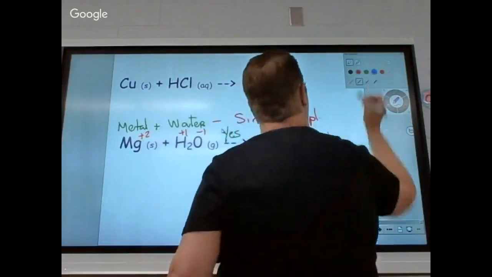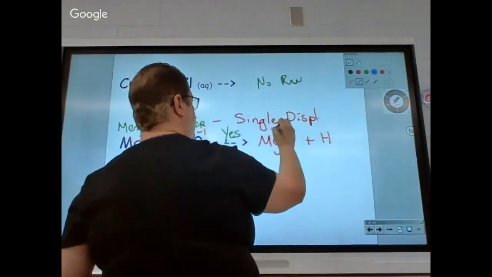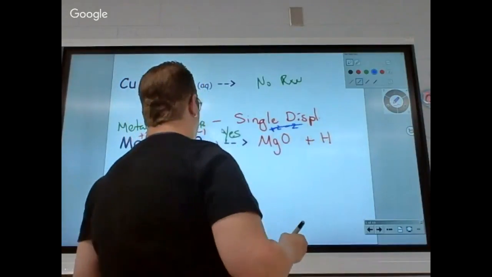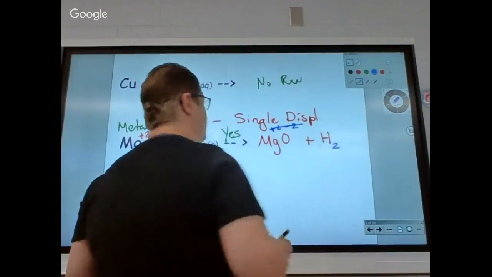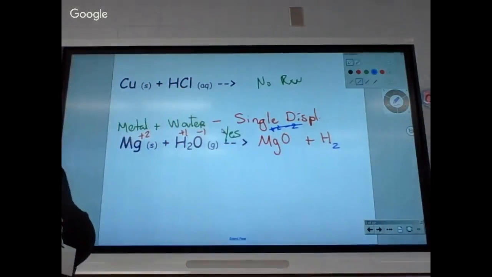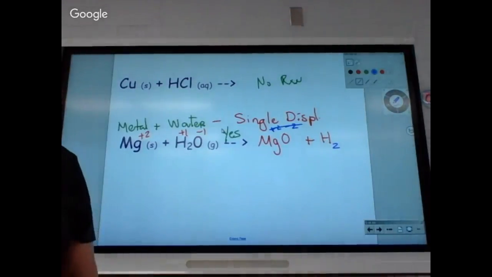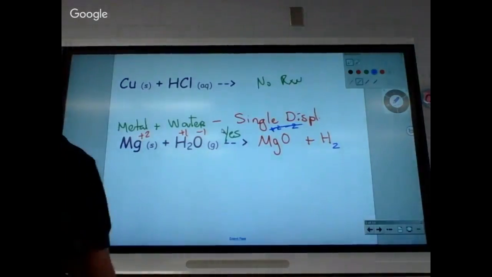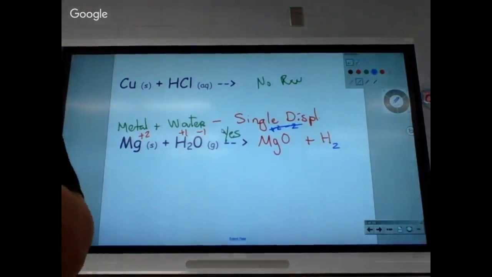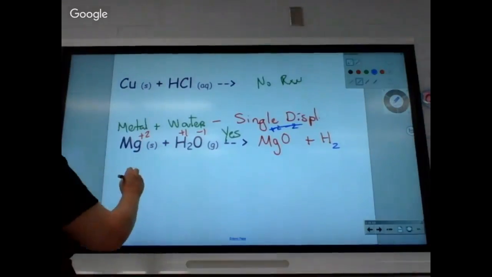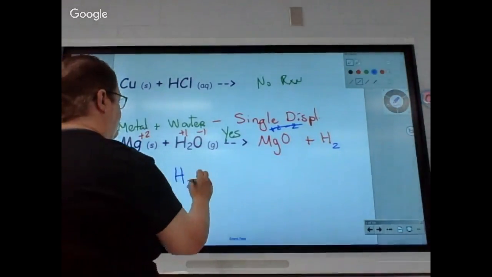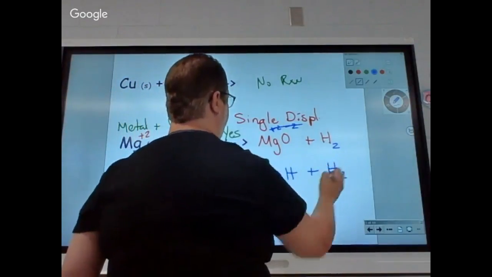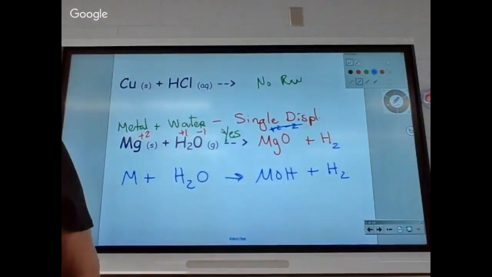And then you're going to remember, oh, I got a compound here. +2, -2, what's going to happen? And then you're going to say, that's an element, so I got to do what? Exactly. Now, the only problem is that's the wrong answer. Okay? Now, find your single displacement, your metal plus water. Tell me what it says for metal plus water. Can you tell me? Yields MOH plus H2. Okay? Did I get the right answer?